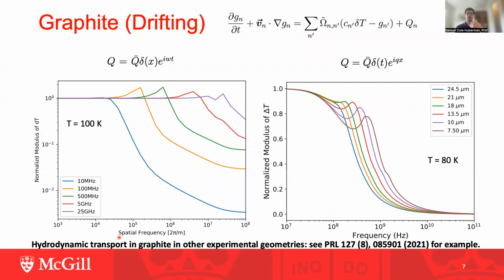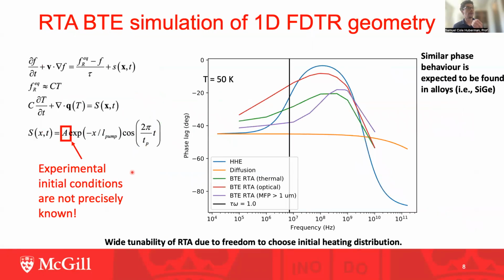And so this is a nice material that should be considered as a short-term case study of hydrodynamic transport in the FDTR geometry, right? And I point out that hydrodynamic transport in graphite has not only been observed in TTG, but in other geometries as well. And it would be nice to see the study of graphite in FDTR as well.